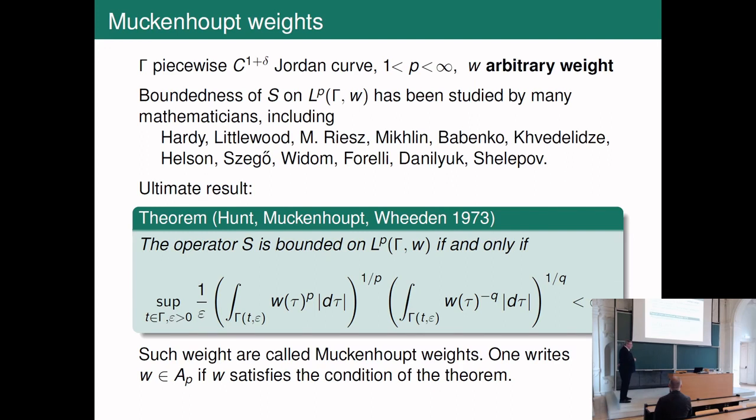He considered Muckenhoupt weights. Let Γ be again a nice curve, p between 1 and infinity, but let w now be an arbitrary weight. The question is, when is the singular integral operator bounded with an arbitrary weight? This question has been studied by many, many mathematicians for almost a century, and the ultimate result is the operator is bounded on this space if and only if such a condition is satisfied.